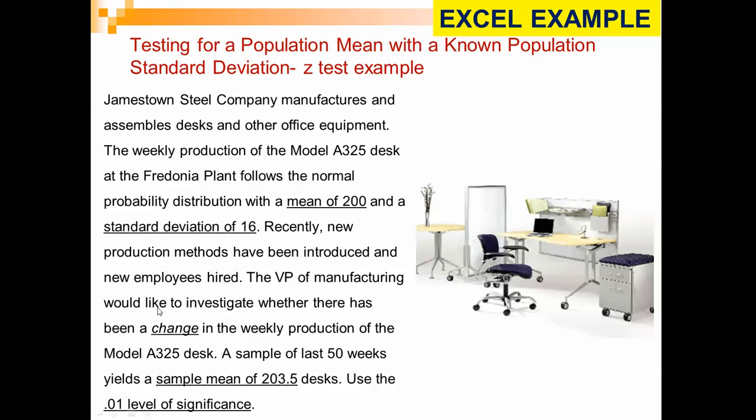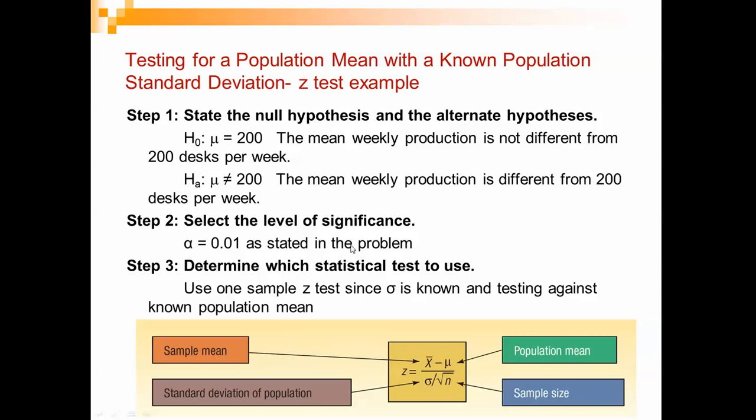Now you notice that I italicized as well as underlined the word change, and that's to give you an indication of what type of null hypothesis, inequality or equality, we're going to use. What do you think it's going to be? Since we know the population mean is 200 and the population standard deviation, which is 16, we can use the z statistic. You remember what step 1 is? Step 1 in the book answer is that we state the null hypothesis and the alternate hypotheses. Let's change that right now.